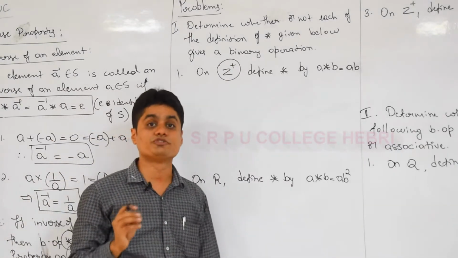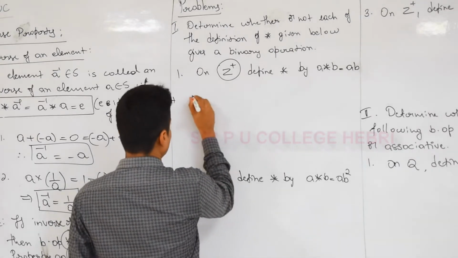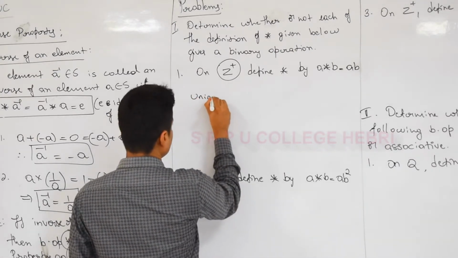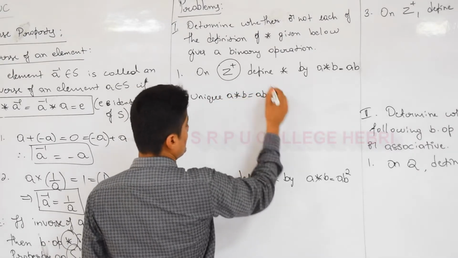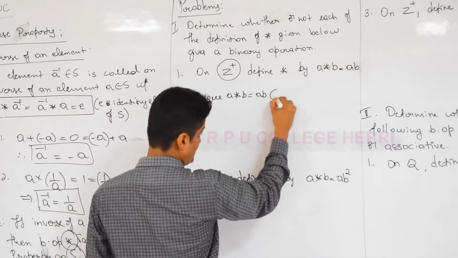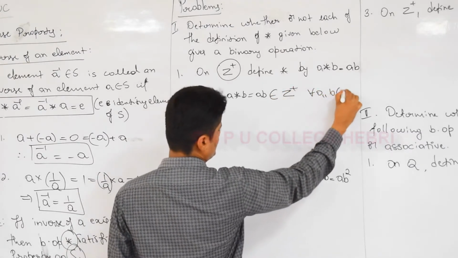The set is Z plus, the positive integers. Now you have to check whether a star b equal to ab belongs to Z plus for all a, b belonging to Z plus.